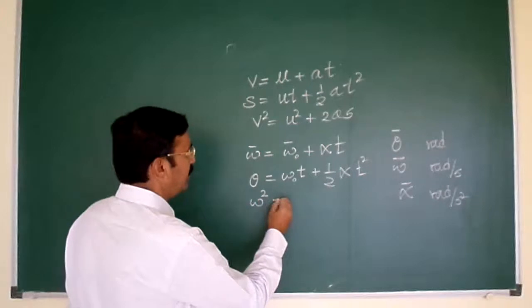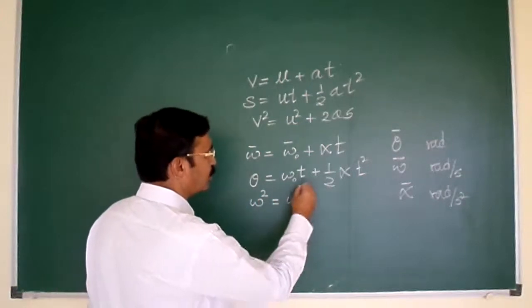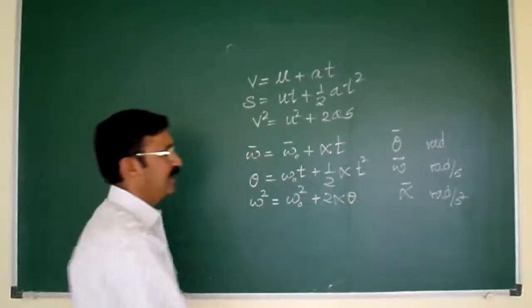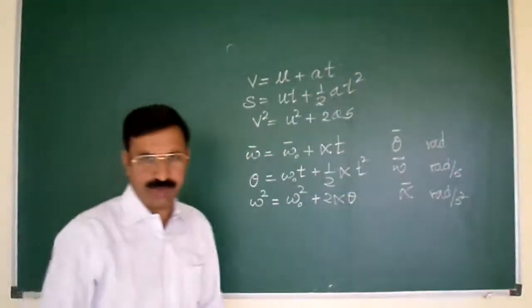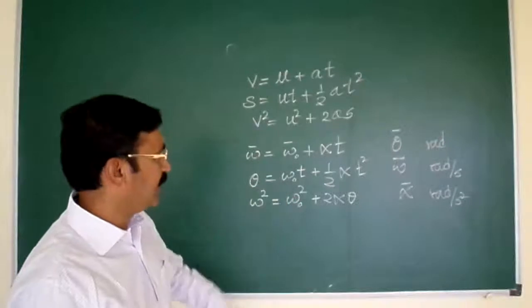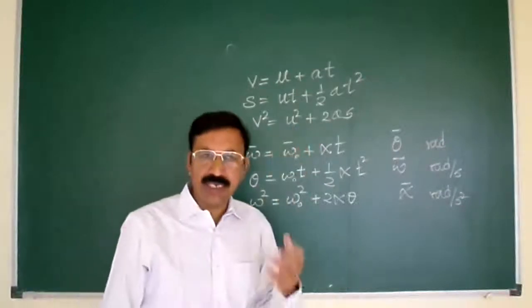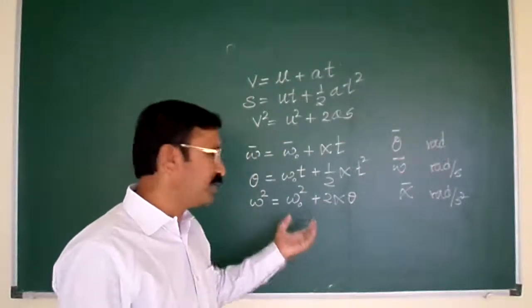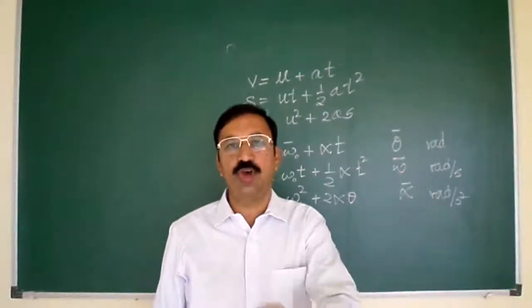Omega square is equal to omega naught square plus 2 alpha theta is the third kinematical equation. And so in this way, we are able to give the kinematical equations for circular motion, or this can be used for rotational motion also.